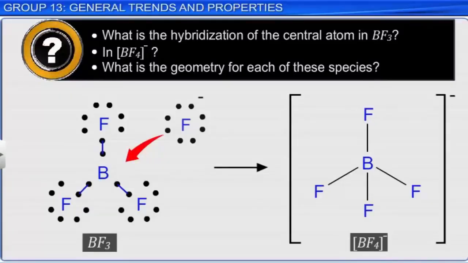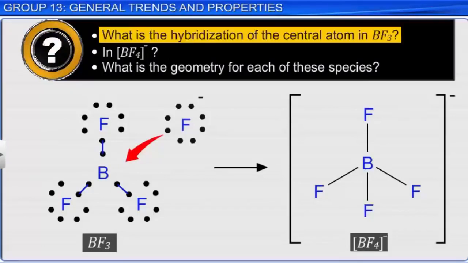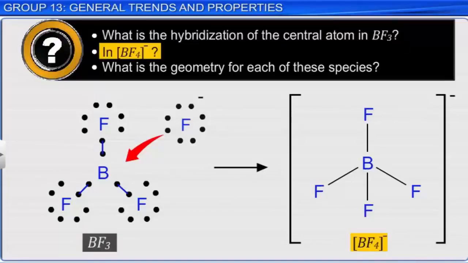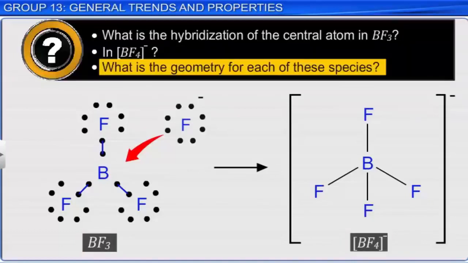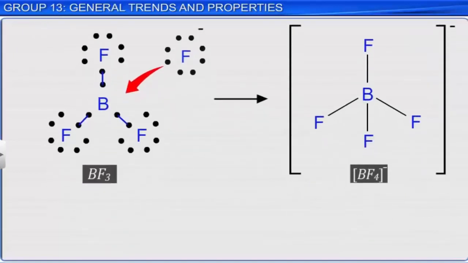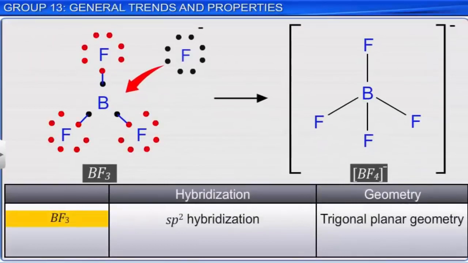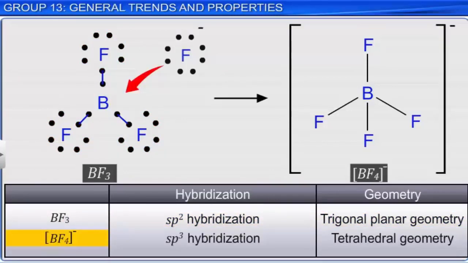Try to answer these questions on your own before checking the answer. What is the hybridization of the central atom in BF3, shown on the left, and for BF4 minus, the product in this reaction? What is the geometry for each of these species? BF3, with a coordination number of 3 around the central atom, displays sp2 hybridization. Its geometry is trigonal planar. In BF4 minus, there is a coordination number of 4 around the central atom. So, the hybridization is sp3. The geometry is tetrahedral.